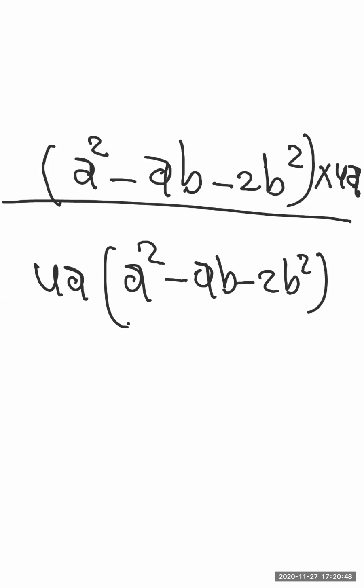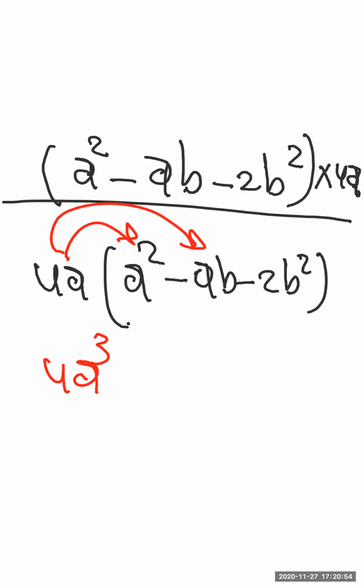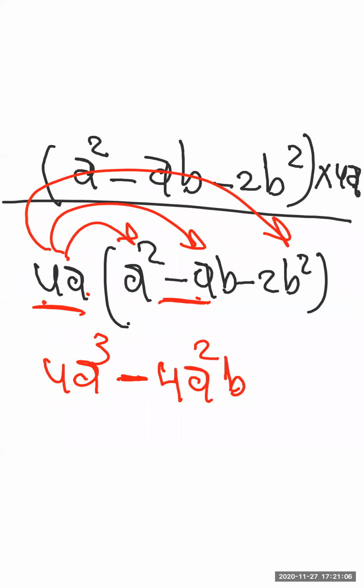Then complete the solution. 4a times a squared, 4a to the power 3. 4a times ab, okay? It's a negative, so negative 4. A times a means a squared, and then b. 4a times the last one. 4 times a negative 2 means negative 8. A times b squared means ab squared. That's it.